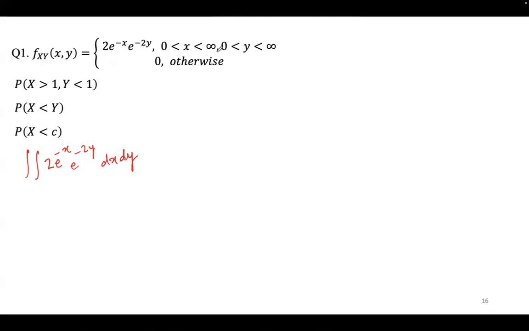So x takes values between 0 and infinity. And here we are talking about x greater than 1. So x is going to be from 1 to infinity. This is how you will write it. And the outer one we'll write in terms of y. So y can also take values between 0 and infinity, but we are only interested in values less than 1. So y is going to be from 0 until 1. So this is the first part. You have created the integral that you want to solve.